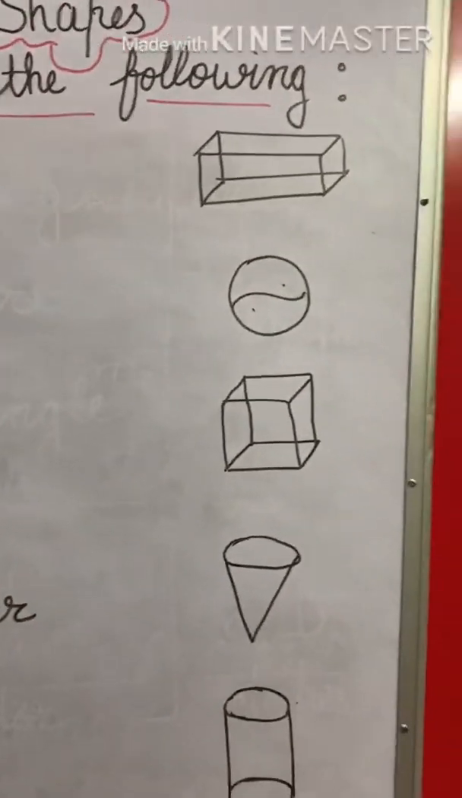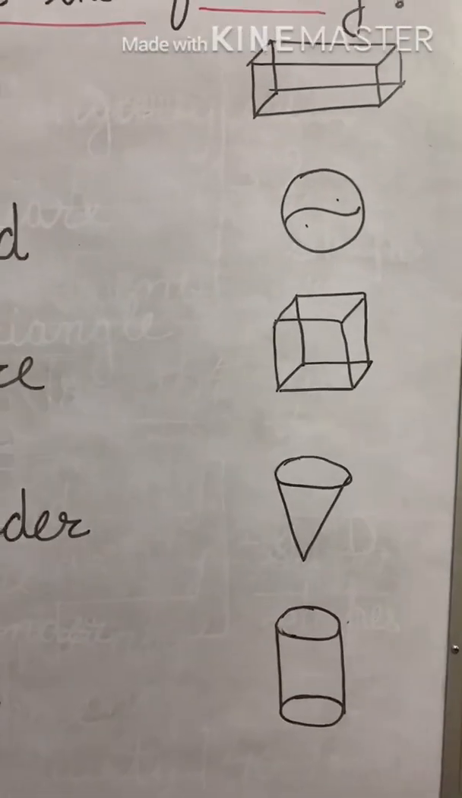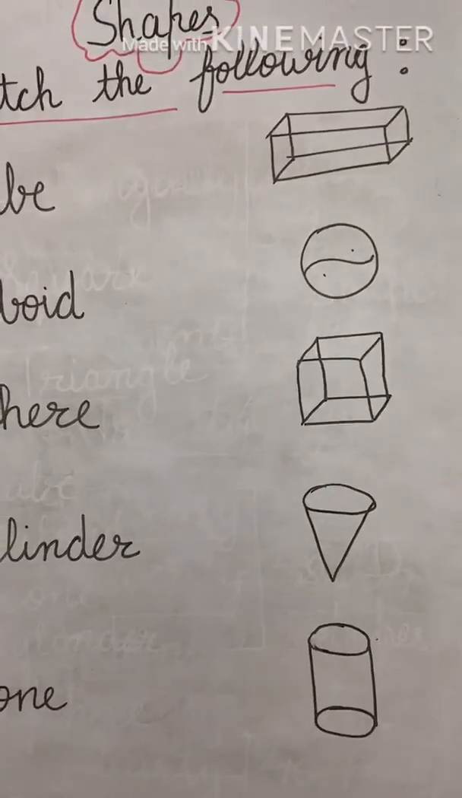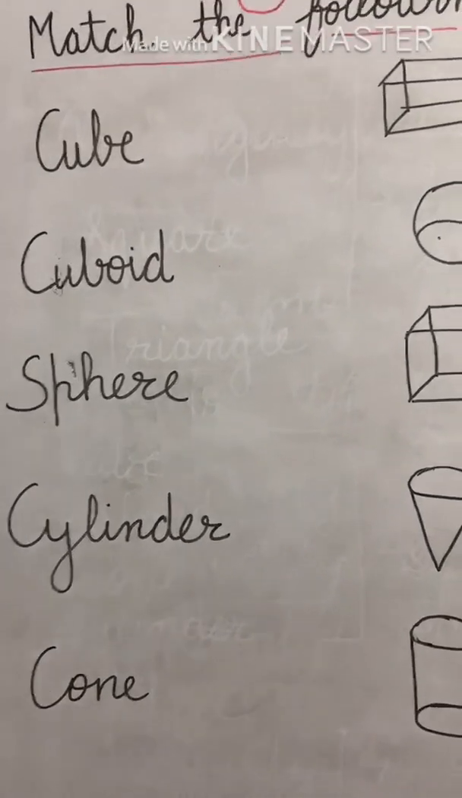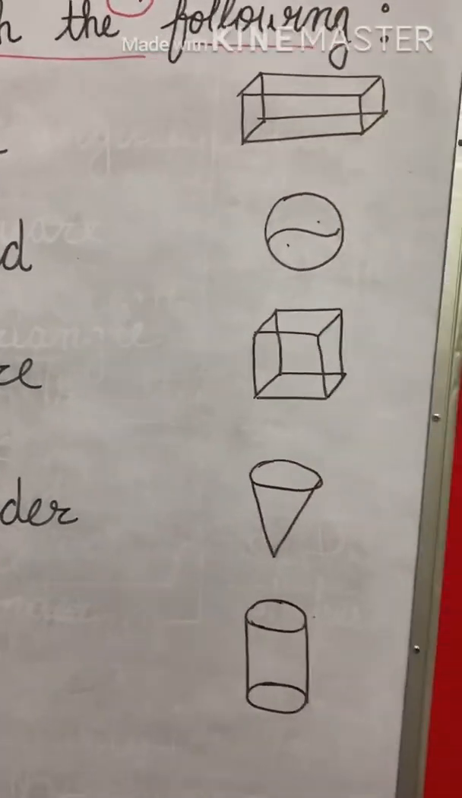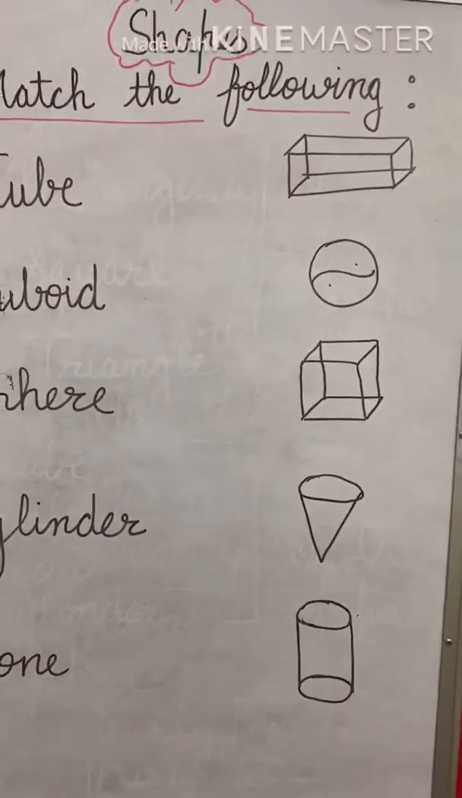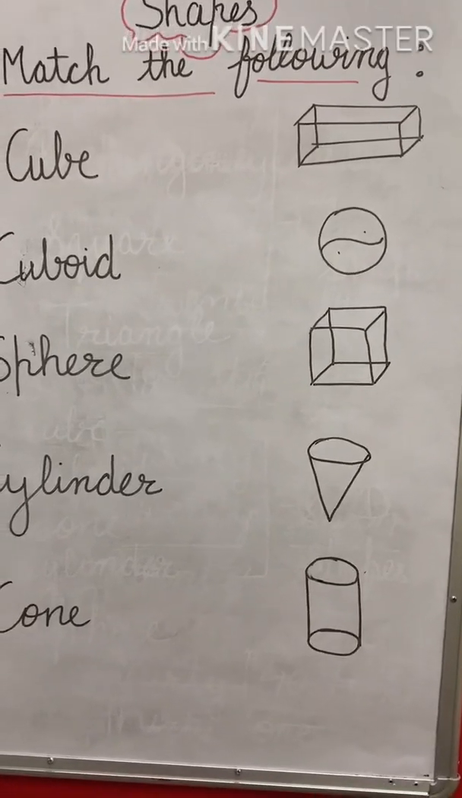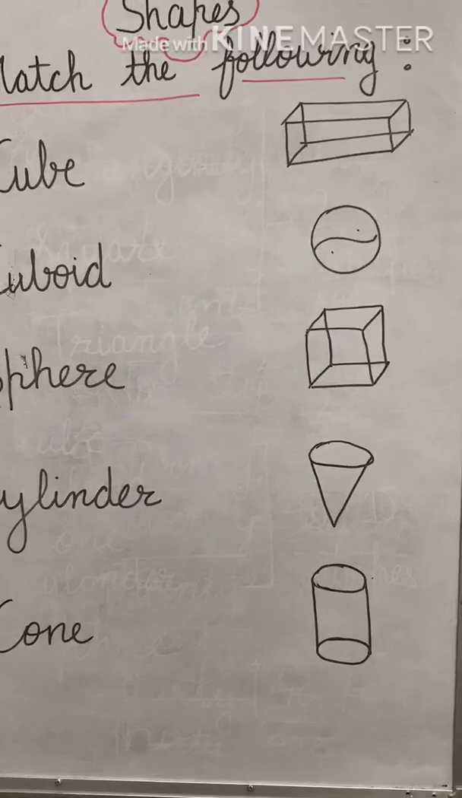Let's see, on the right hand side of the board I have drawn few shapes. So what we are going to do today, it's quite fun. We will be matching them with their names. And one more thing, students, what you need to do is, using the different craft papers, chart papers, you need to draw these shapes also. You will be drawing and cutting these shapes also.